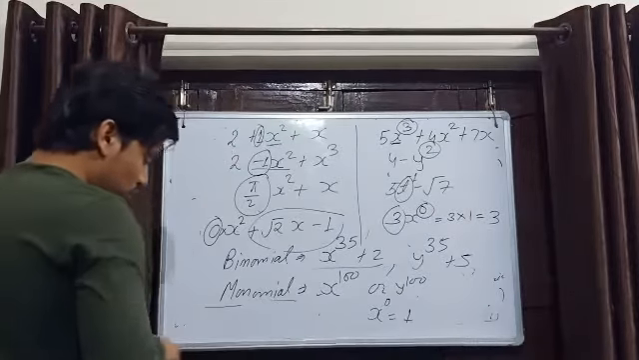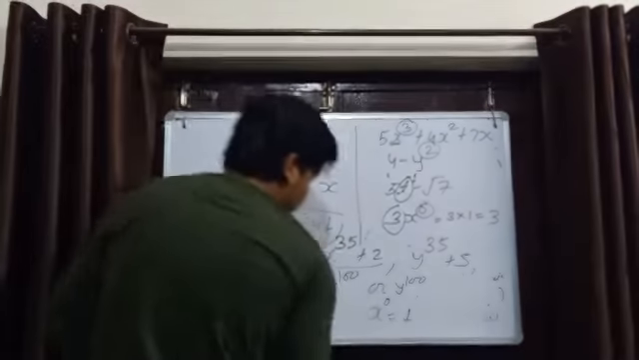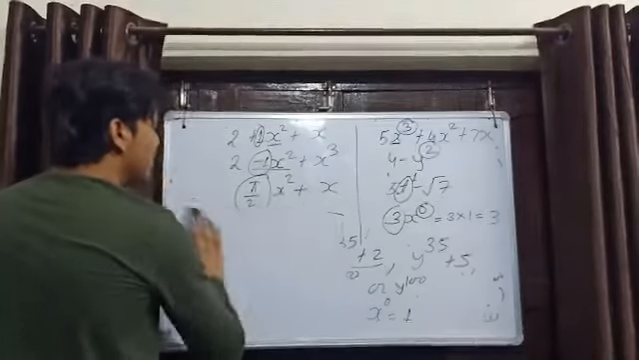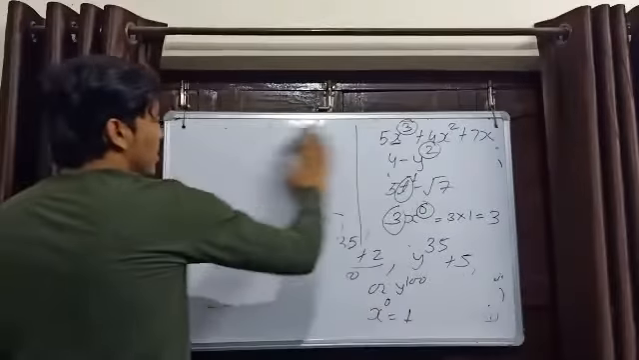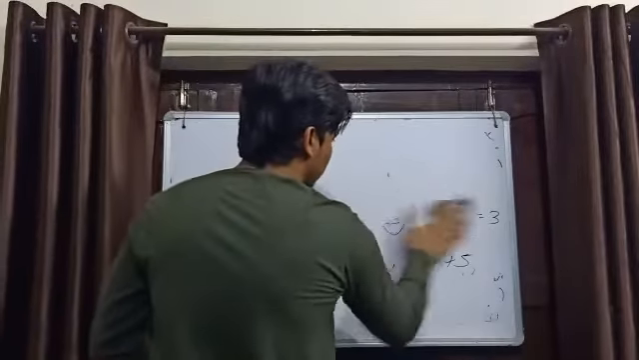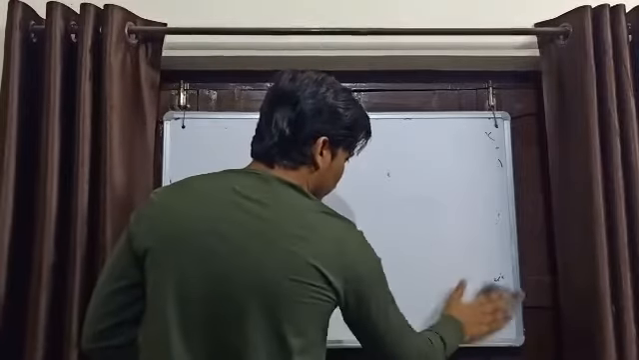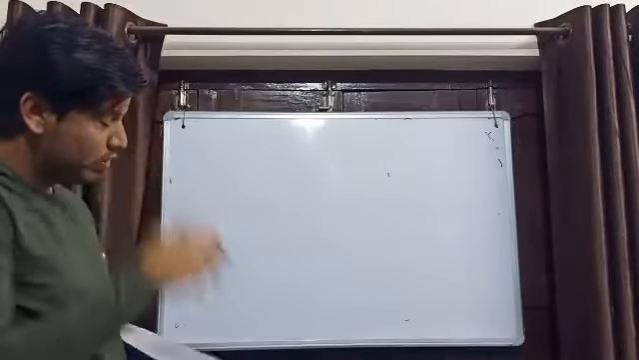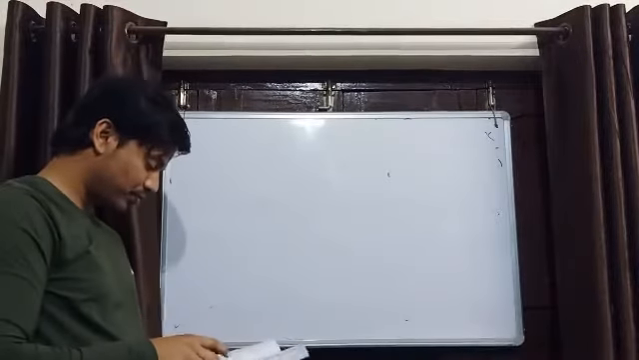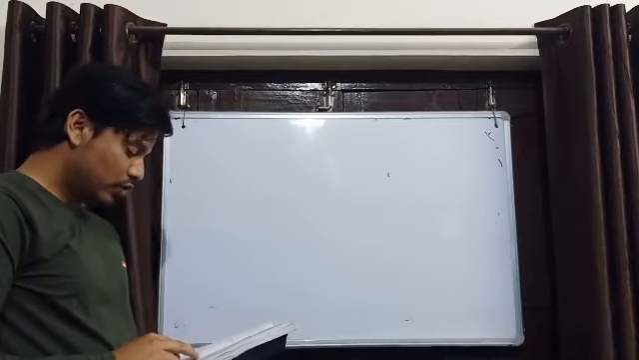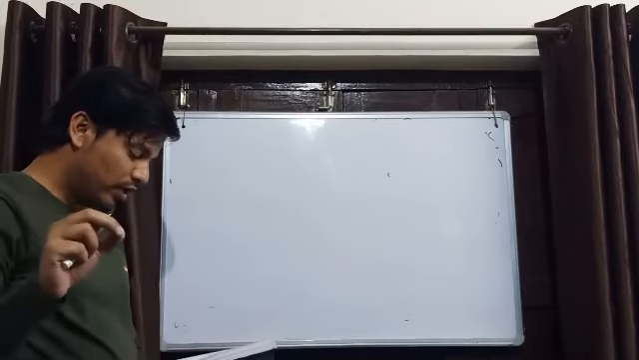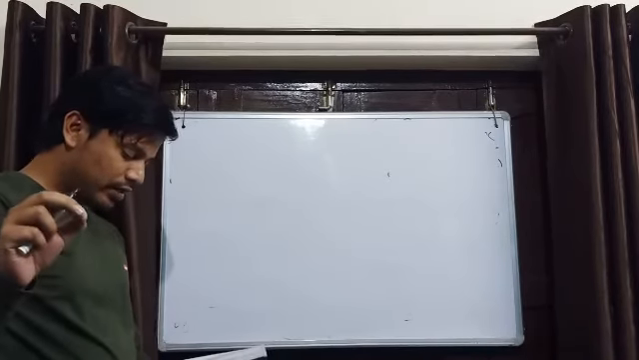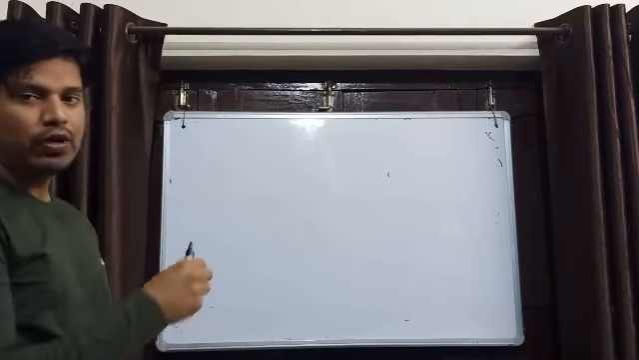Question number 5, the last question of exercise 2.2. I hope this is a very easy exercise. I hope you are clear, and if you open your book, you can solve it by yourself. Question number 5: classify the following as linear, quadratic, and cubic polynomials. I have told you earlier.